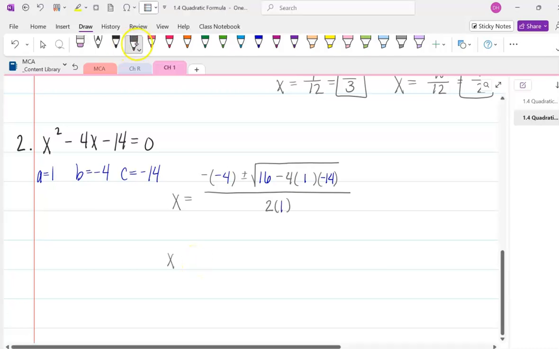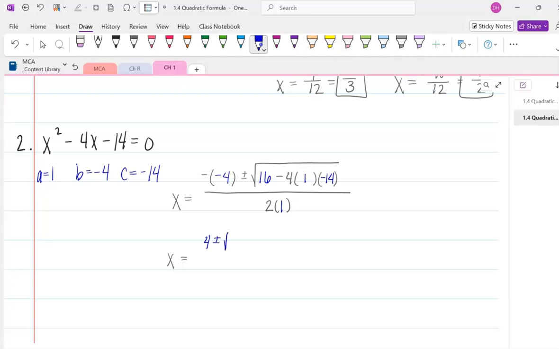After that, we can go ahead and set up what x equals. So we've got double negative 4 turns into positive, and then we've got plus or minus the square root. And then you can go ahead and type in your calculator, 16 minus 4 parentheses 1, close parenthesis, open parenthesis, negative 14, and you should get positive 72, all divided by 2. From here, we can go ahead and split this up. So one of the things that we did learn about yesterday was the fact that I can split up 72 into the largest perfect square and another number.